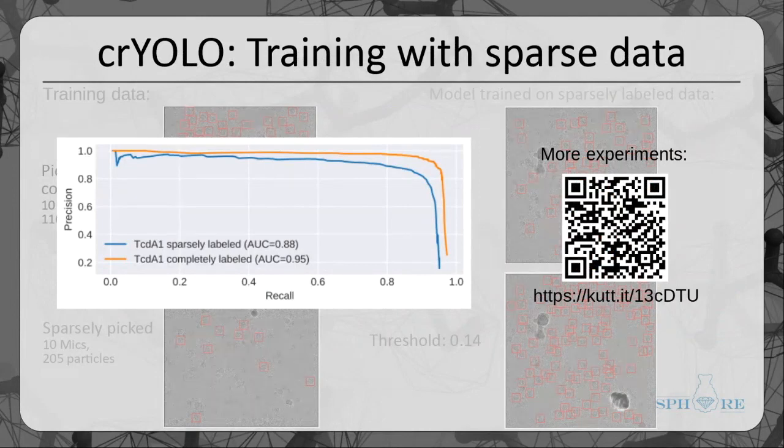And what you see here, on the completely picked dataset, you get 0.95 as an AUC value, which is excellent. But also on the sparsely labeled training dataset, it works excellently with an AUC value of 0.88. I did a couple more experiments with TRPC4 with more contaminations. Check it out, it's on our wiki page.